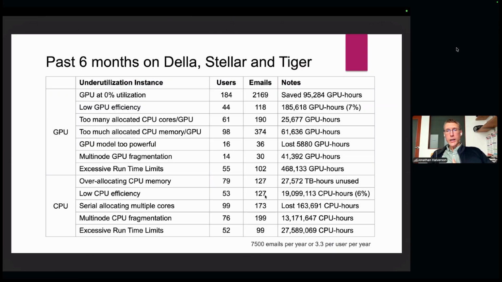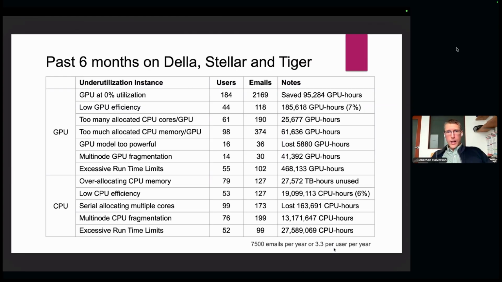And we sent 127 emails to 53 people about that. And then serial allocating multiple cores, that's not too bad. We can deal with that. And then the CPU fragmentation, a bit more substantial. And so we sent roughly 200 emails concerning that. So when you sum it all up, we send 7,500 emails per year, which works out to almost 3 1/3 per user per year. So on a per user basis, it's not bad at all. But there's a lot of activity.